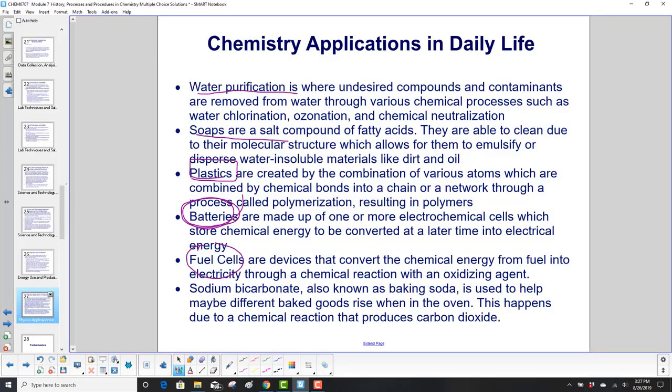And finally, sodium bicarbonate, also known as baking soda, that's used to help different baked goods rise when in the oven. This happens due to a chemical reaction that produces carbon dioxide.